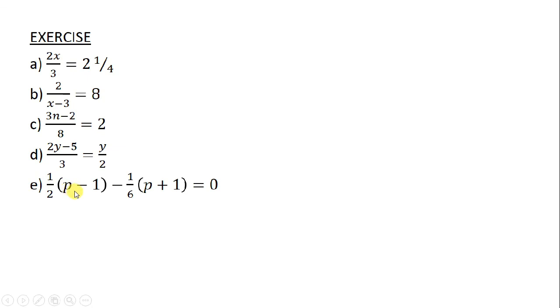And then we have half, open your brackets, p minus 1, close your brackets, minus 1 over 6, open your brackets, p plus 1, close your brackets, is equal to 0.